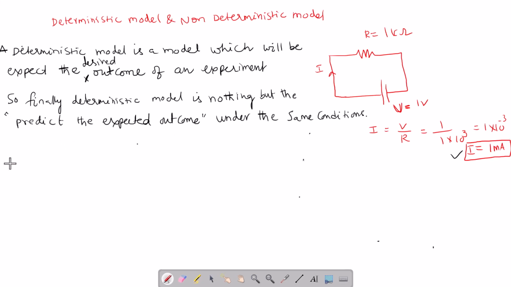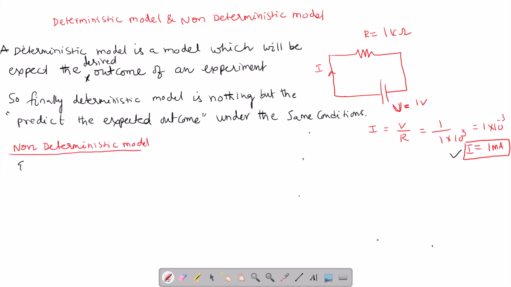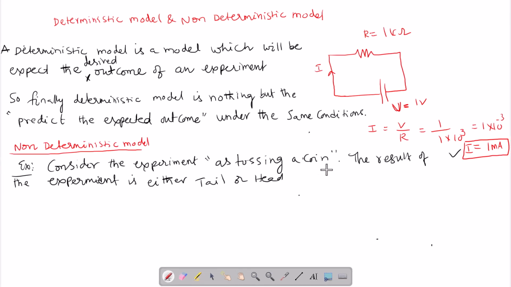Now we will move on to the non-deterministic model. Consider the experiment of tossing a coin. The result of the experiment is either a tail or a head. In such types of experiments, we cannot predict the value of certain variables, so the results will vary from one performance of the experiment to the next. Most of the conditions may be the same or may not be the same. Those experiments are called non-deterministic models. That means we cannot predict the expected outcome.